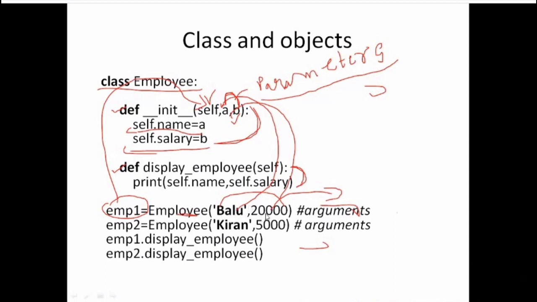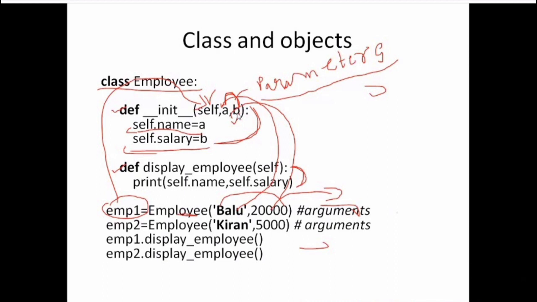Okay, now go ahead. a is a parameter, Balu is a value. So that means Balu is an argument, a is a parameter. Good. Go ahead. So what is the value of a? Balu. And b is 20,000. And what is the value of self? emp1. Don't forget that. The value of self is emp1 because it is the current object.